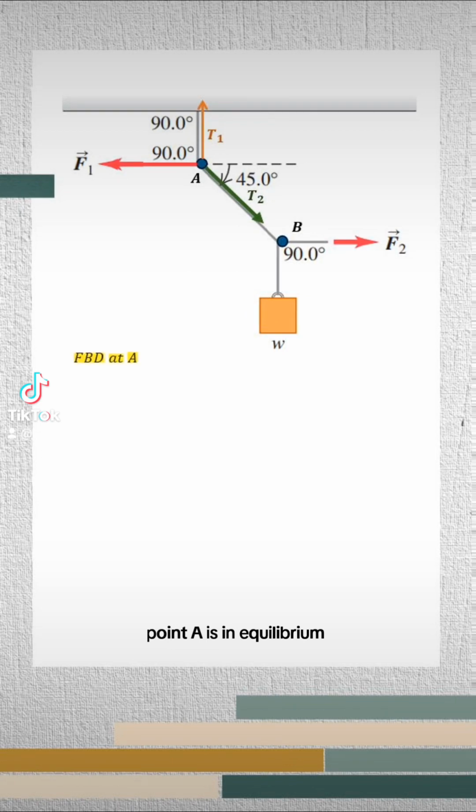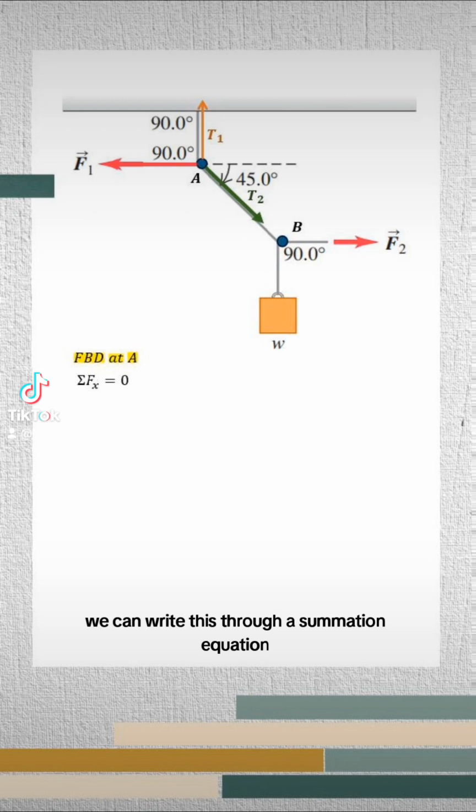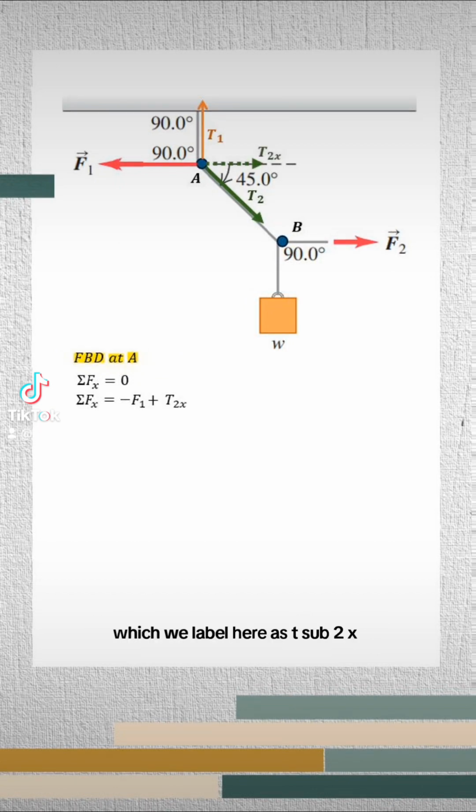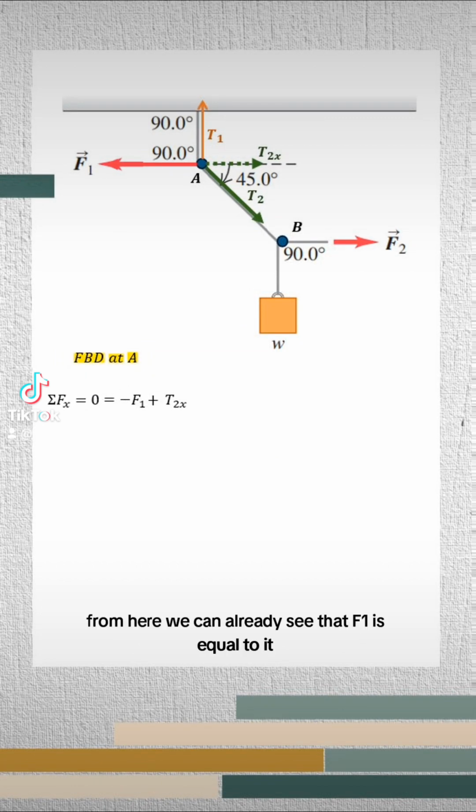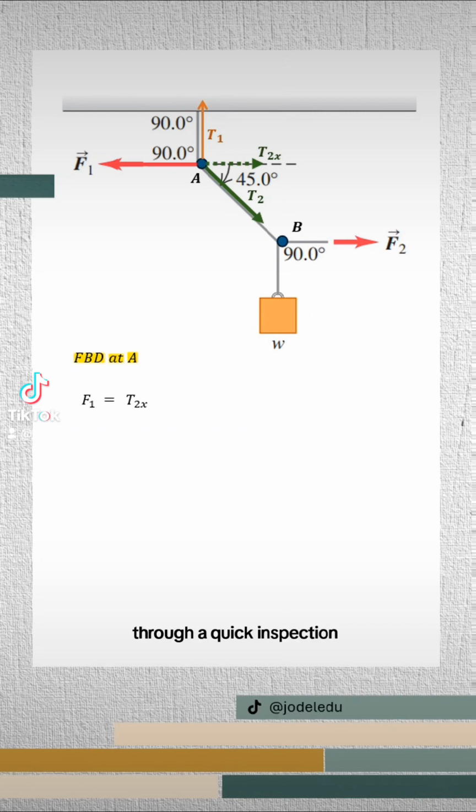Point A is in equilibrium, therefore the sum of forces here is 0. We can write this through a summation equation saying the sum of forces in the x is 0. What are these forces? These are F1 negative, and the other is the positive horizontal component of tension 2, which we label here as T sub 2x. From here, we can already see that F1 is equal to it. Through a quick inspection, T sub 2x is T2 cosine 45 degrees.